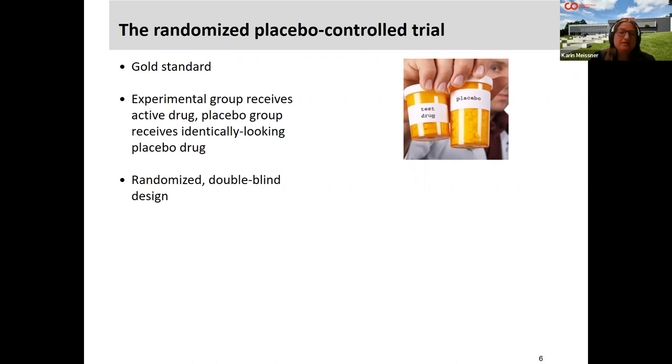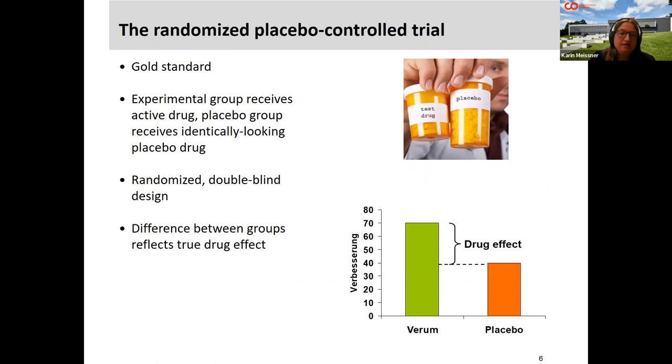And these placebo and drugs are administered in a randomized and double-blind fashion, which means that neither the doctors nor the patients know exactly in which group they are. Therefore, it's very important that placebos and drugs look identical and also taste identical. Then the trial is performed, and afterwards one looks at the difference between the active treatment group, the verum group, and the placebo group, and the improvement in both groups. In the best case, there is a difference, and this difference reflects the active drug effect.